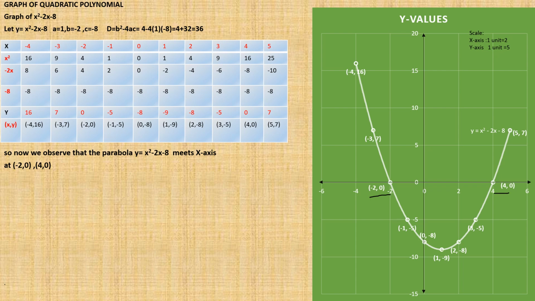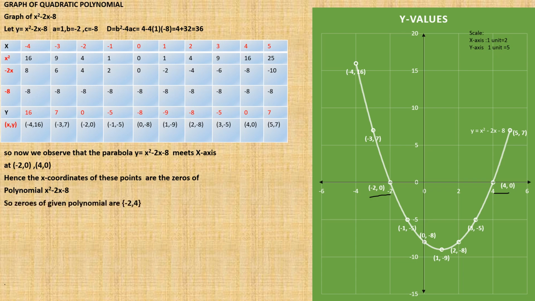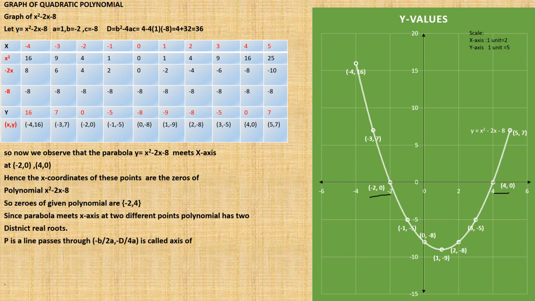As we discussed previously in the properties of the graph, the x coordinates of these points are the zeros of the polynomial x square minus 2x minus 8. So what are the x coordinates? Minus 2 and 4. So the zeros of the given polynomial are minus 2 comma 4. If you write details like this, you will get full marks in your examination. If you observe one more point here, the parabola meets the x-axis at two different points, so it has two distinct real roots. This is the first case we have studied previously.